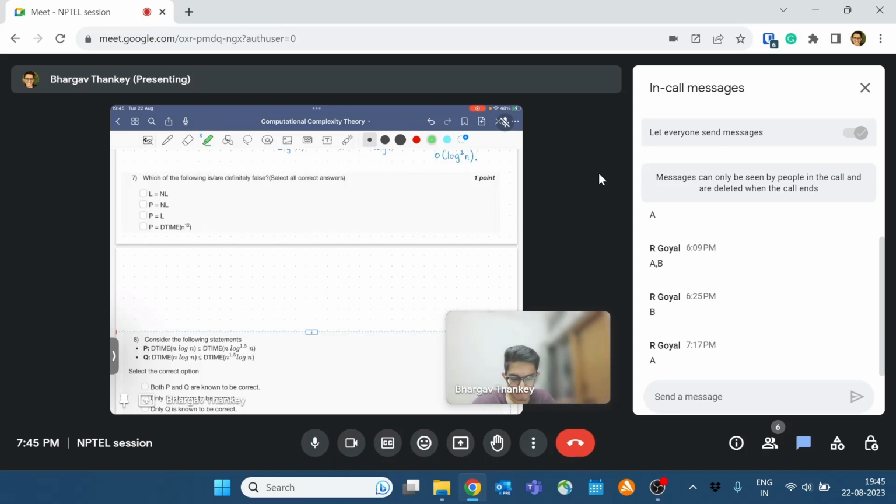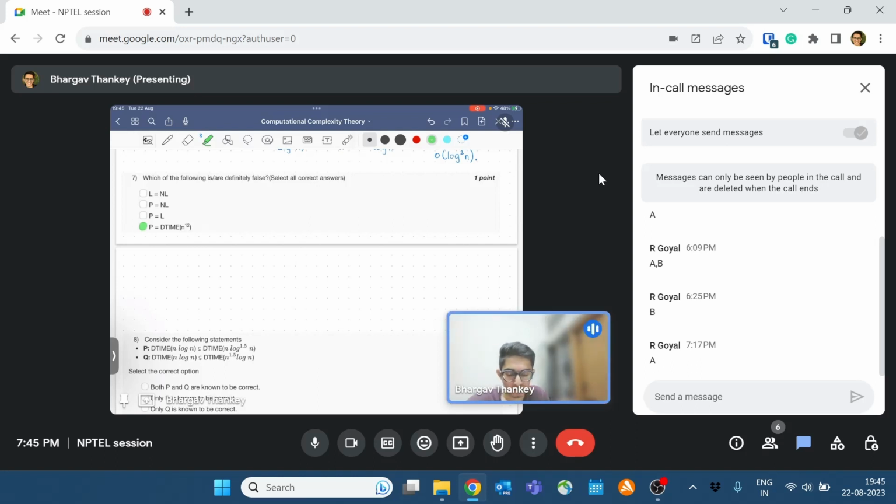And then P is equal to NL. Again, we do not know for this. And P is equal to L, we do not know for this again. And what is remaining now is that P is equal to the D time of n raised to the power, and what is given here is 12. Okay, so that's one way to prove it.